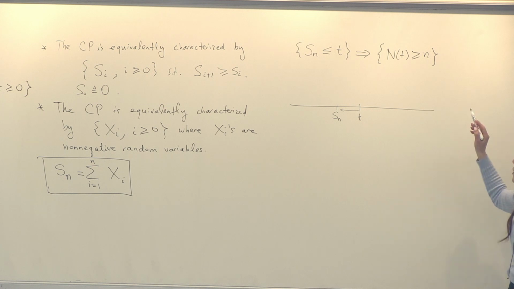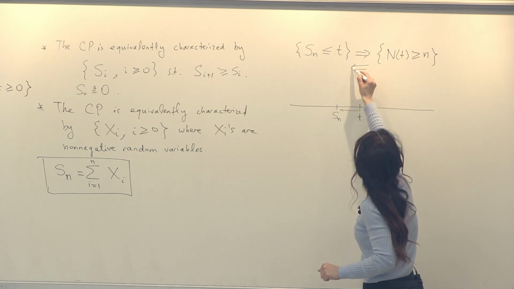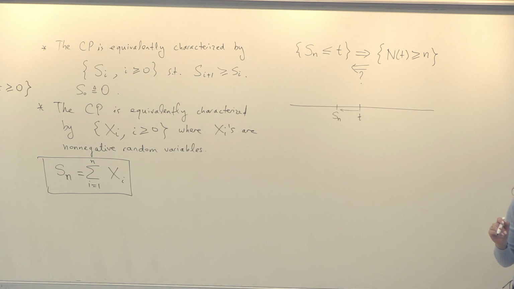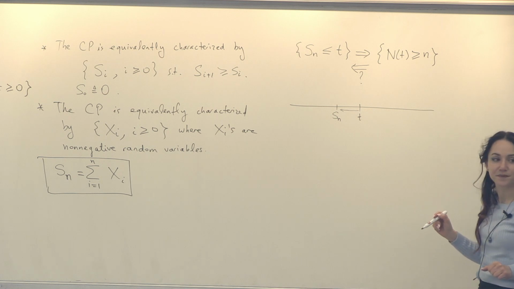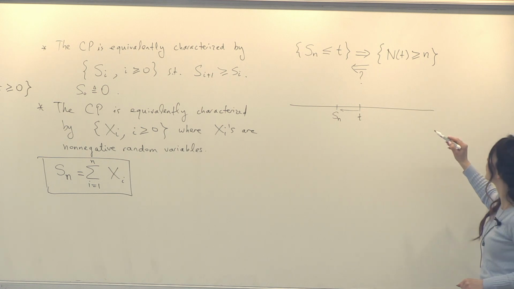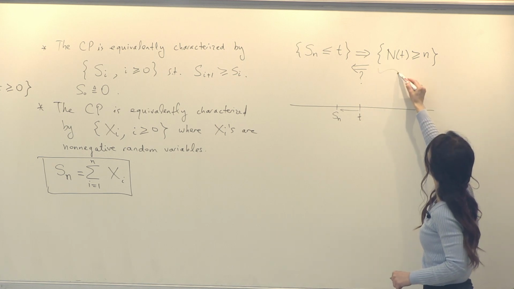So, how about the other way around? Does the right-hand side imply the left-hand side? You're nodding. Why? Because if we have more than n arrivals, that means we should see the nth arrival before. Right. Maybe this is a little tricky to understand, so let's break this down.